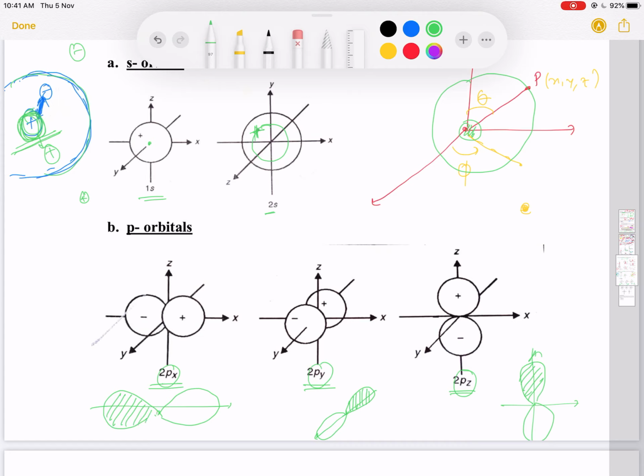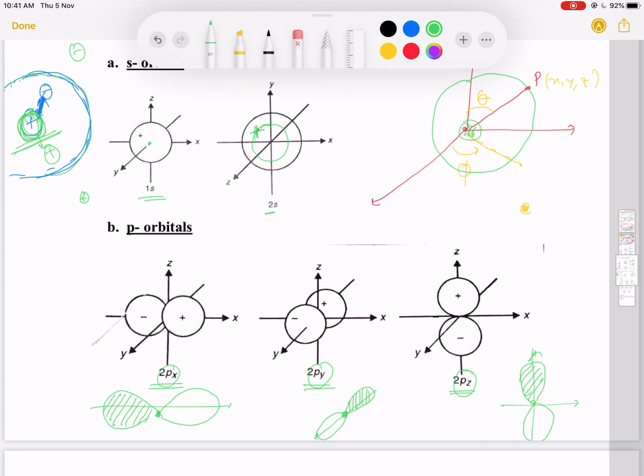Say the center of the two lobes is the nucleus, and the probability of finding an electron in the nucleus is 0. So this is px, py and pz, and you see one part is positive, one is negative. The positive part is the positive symmetry, and the negative is the negative symmetry.